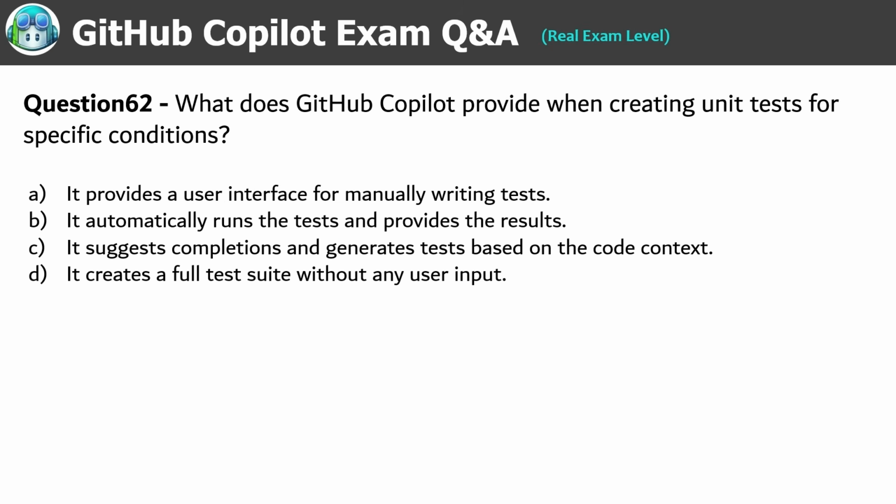Question 62. What does GitHub Copilot provide when creating unit tests for a specific condition? And the answer is option C. It suggests completions and generates tests based on the code context.